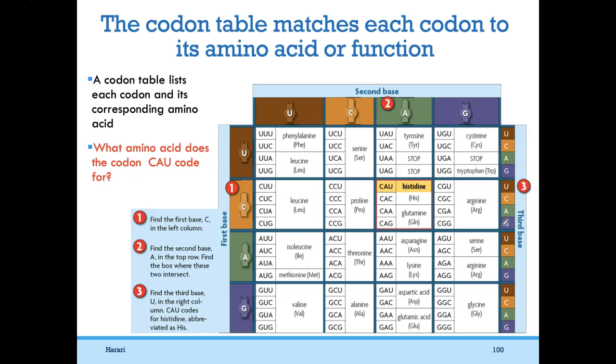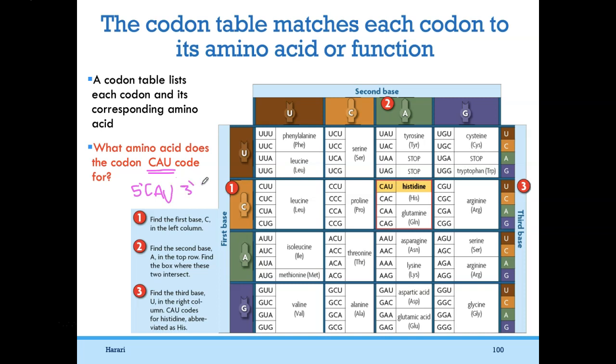So in order to translate mRNA into proteins, we need to use a codon table. A codon table matches each codon to its amino acid. So I want you to take a second and look at this codon table. We could read the first base in the left column. So let's look at CAU as a codon. And whenever you're given a codon, we're going to assume that it's written 5' to 3', because mRNA is always written 5' to 3'.